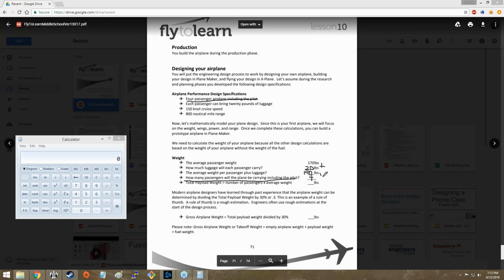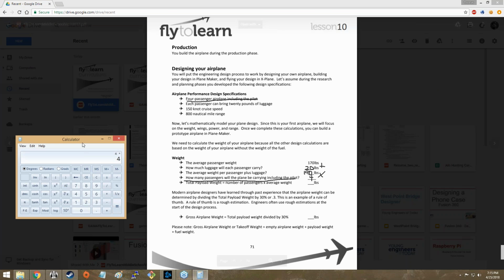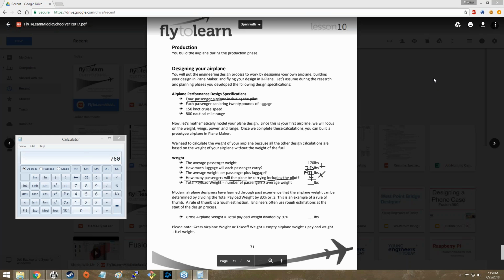If we've got 4 people and each one is adding 190 pounds to the plane, 4 times 190, 760. So total payload weight is the number of passengers times the average weight. It's going to be 760 pounds.